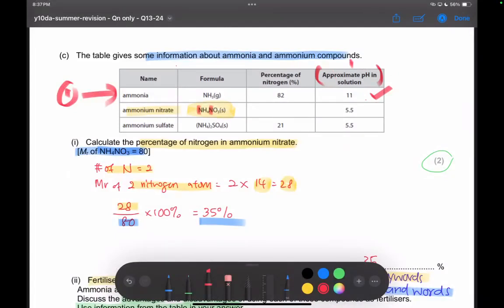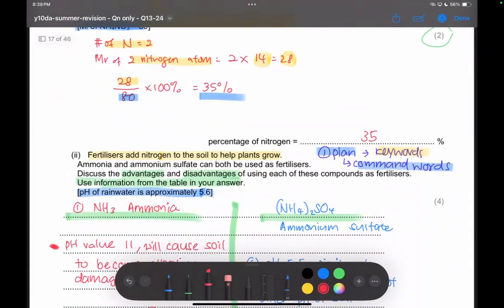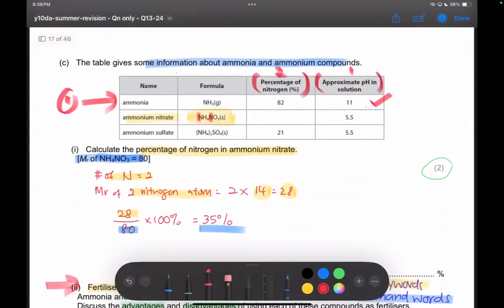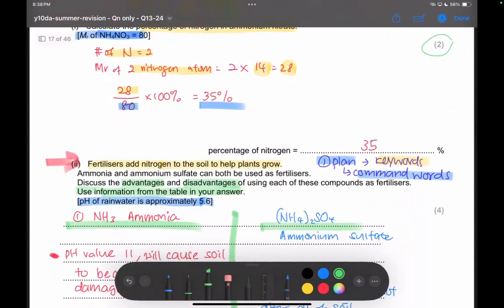So I can discuss pH, I can discuss percentage of nitrogen, because they did mention that nitrogen is needed to help plant grow. So the higher the percentage of nitrogen, the better this fertilizer is, isn't it? And the third one that a lot of students didn't pick up is actually the formula. What exactly in the formula do we want you to pick up? It's the state symbol. So there are actually quite a lot of things that we can talk about, and it's worth 4 marks.